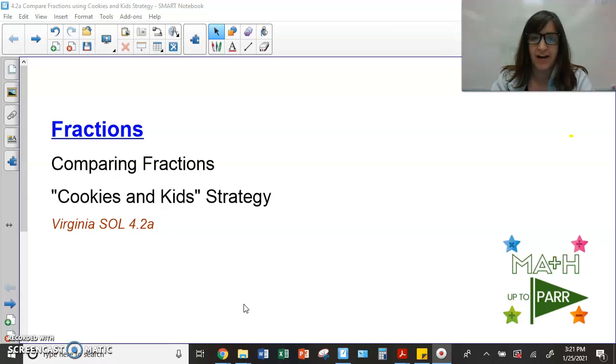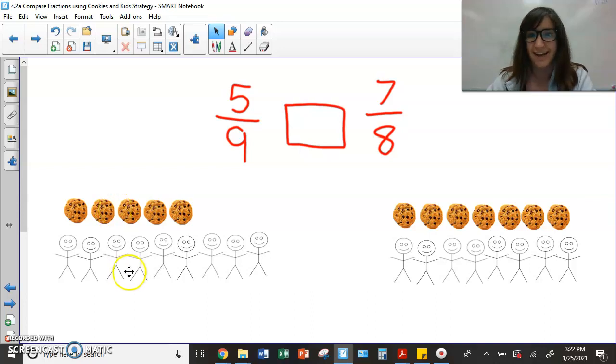And when we compare fractions, we are going to use a strategy that I like to call cookies and kids. And when I say cookies and kids, I mean cookies and kids. Okay, so these are our cookies and these are our kids. And so I've got a fraction problem right here. I've got 5/9 compared to 7/8.